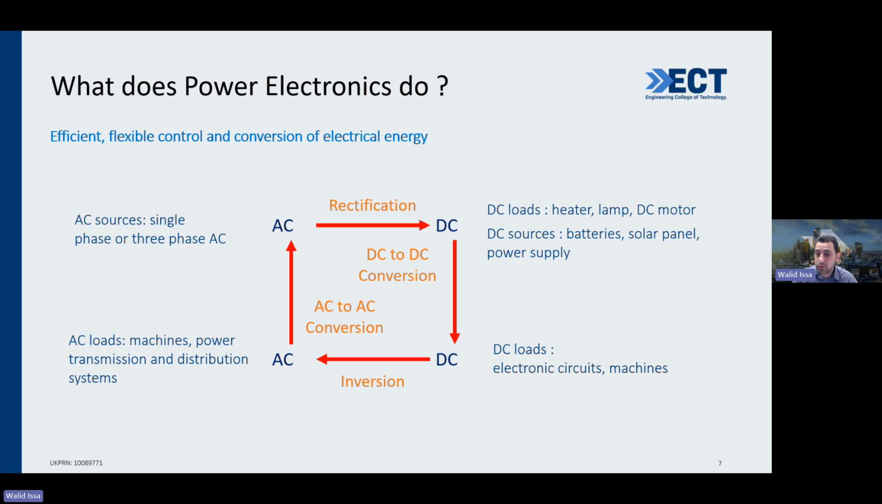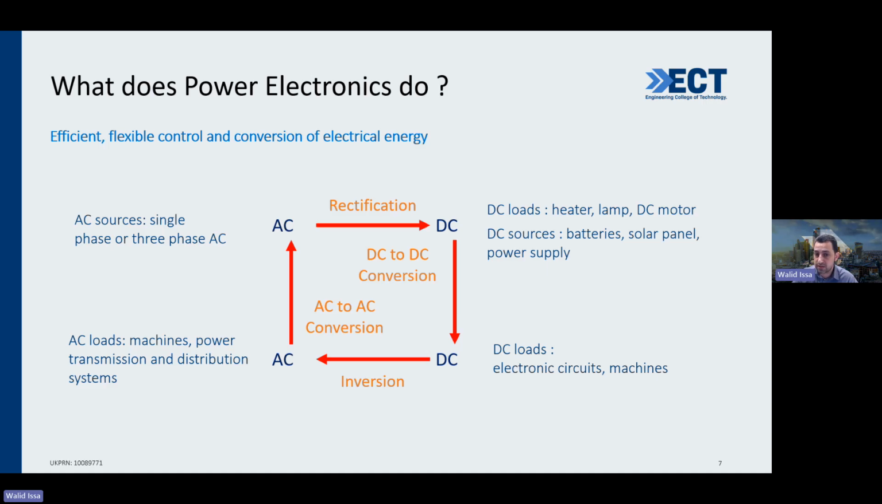We might have also DC sources like batteries, solar panels, power supplies, wind turbines, all providing DC, for example. And I want to convert it to another DC level. For example, from a battery that's 12 volt, if I want to step it down to 5 volt to charge my phone, that is also a DC to DC conversion process, and that can be done also by power electronics devices.